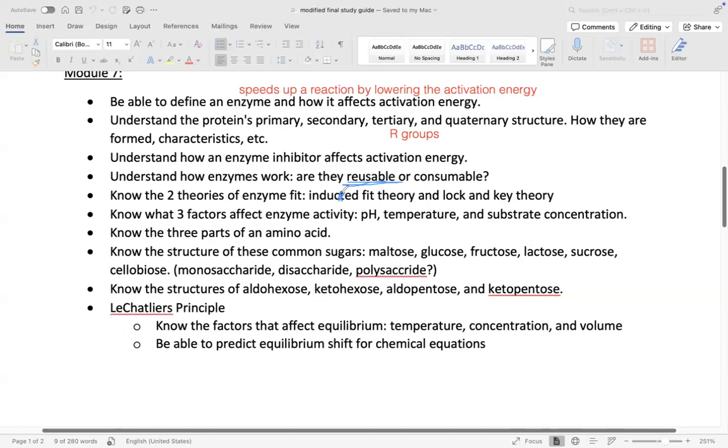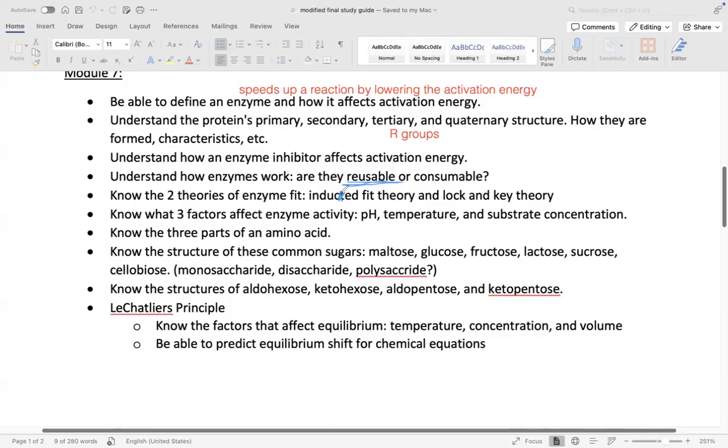Know the three factors that affect enzyme activity. That bullet point is just straight from the test. I think this turns into an all of the above question. I think it says, what factors affect enzyme activity? A, pH, B, temperature, C, substrate concentration, or D, all of the above. You would say all of the above.